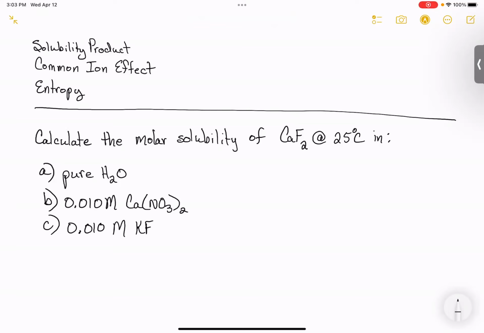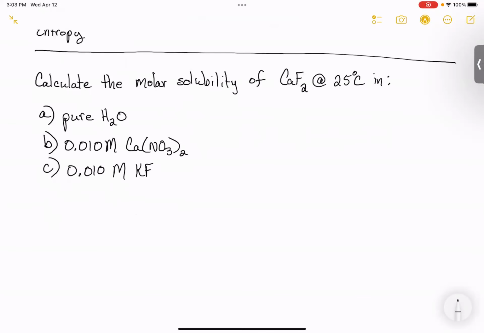Okay, so this first problem in this set is just like what we were doing on Monday. You will take the calcium fluoride, and that calcium fluoride solid is going to be allowed to dissociate to form calcium ion and fluoride ion. Now, for every 1 calcium fluoride, you get out 1 calcium and 2 fluorides.